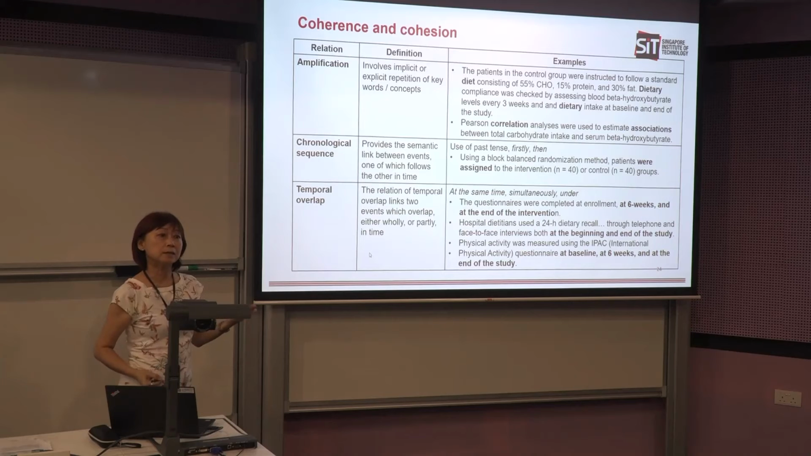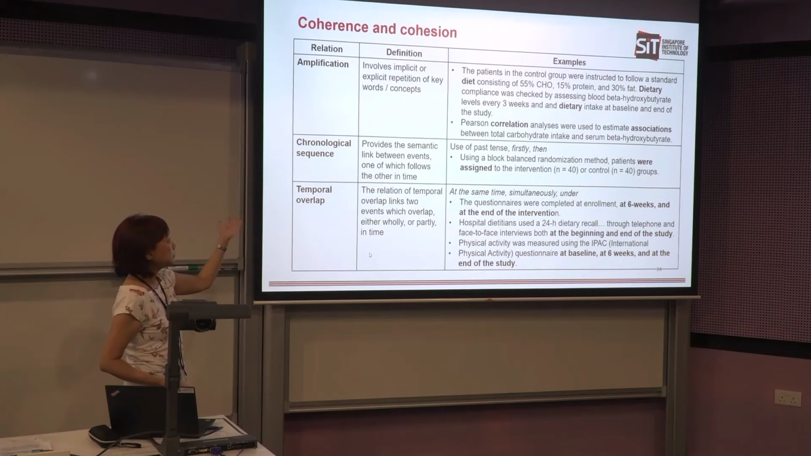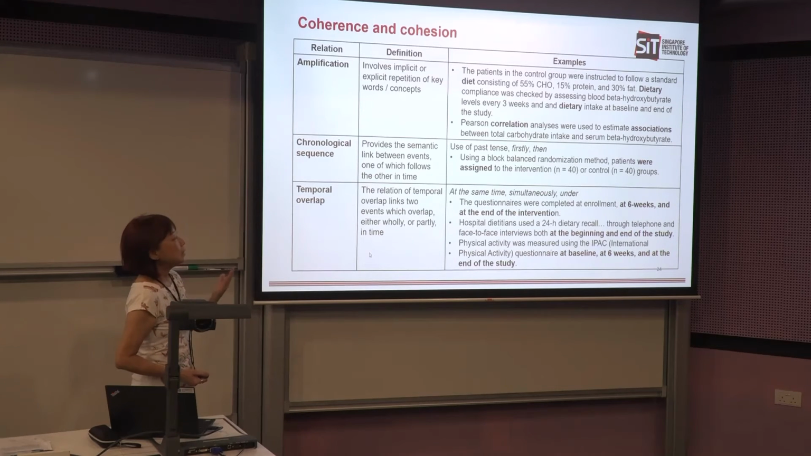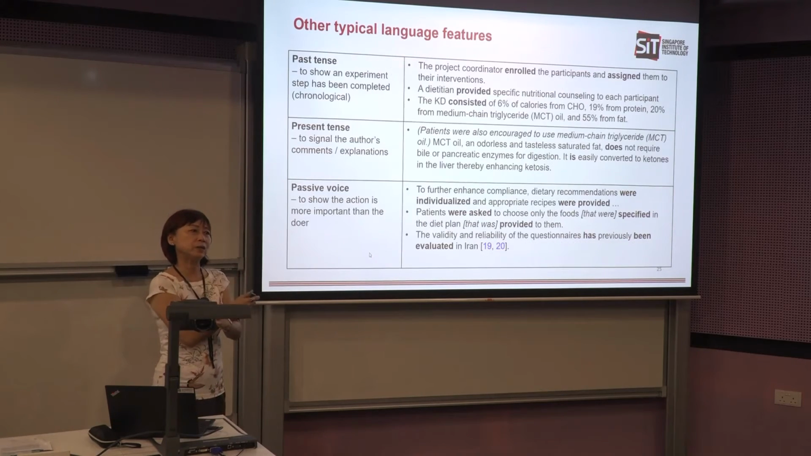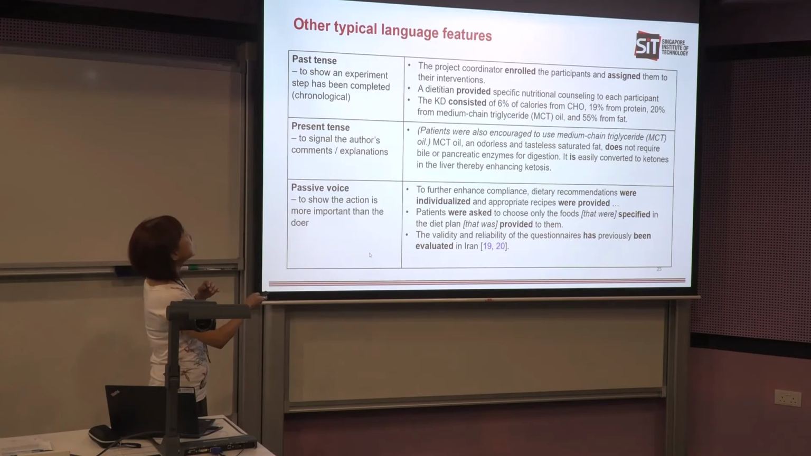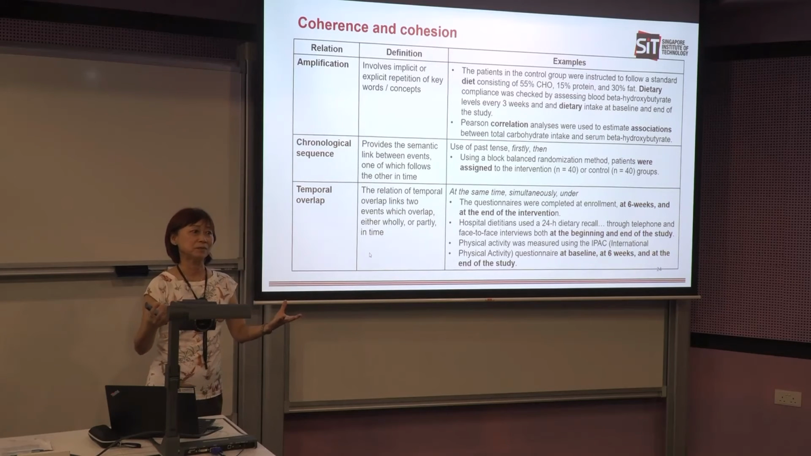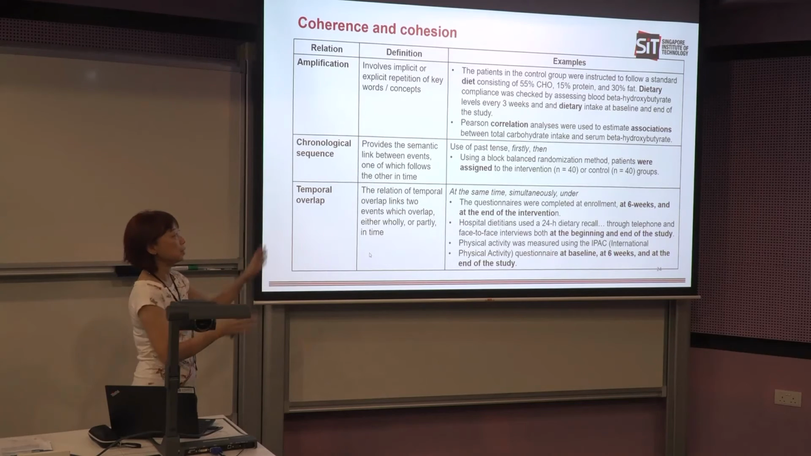Chronology, of course, because it's methods: chronological words that are used, like firstly, then, and past tense. But in Kodabashi, they didn't use any of these linking words. You can see though, using a block balance randomization method, patients were assigned. So it cannot be the other way. You cannot assign a patient to something before you randomize them, right? So the arrangement of information in the sentence tells us that this is about chronology.